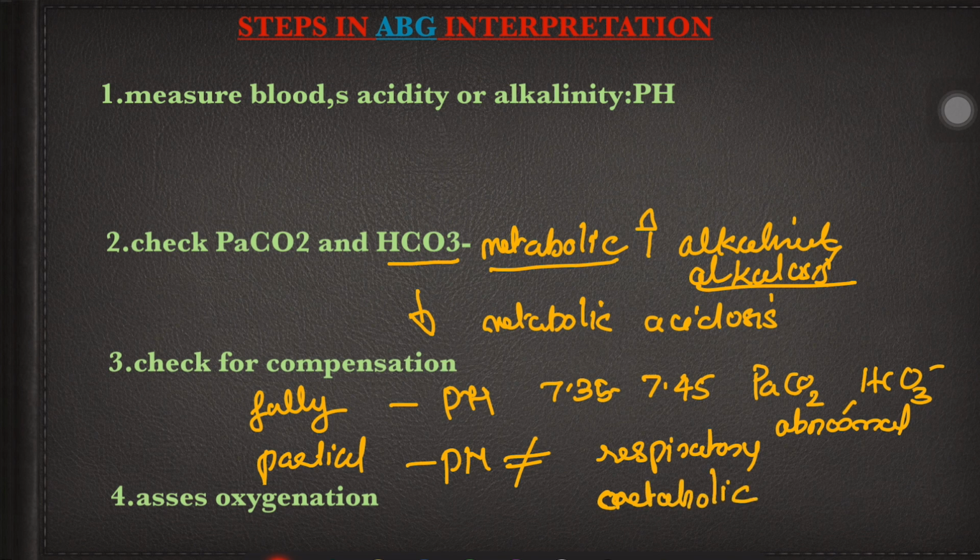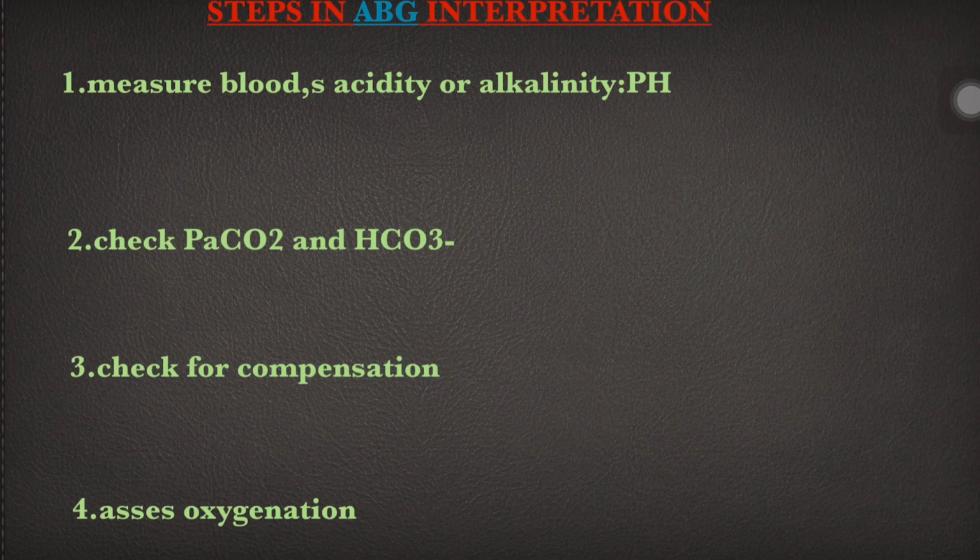If respiratory acid-base imbalance, the kidney tries to compensate, because in this the lungs are affected, so the kidney helps. And in metabolic acid-base imbalance, the lungs try to compensate because the kidney is affected, so the lungs are helping. Okay. And finally, assess oxygenation: saturation of oxygen between 95 to 100.